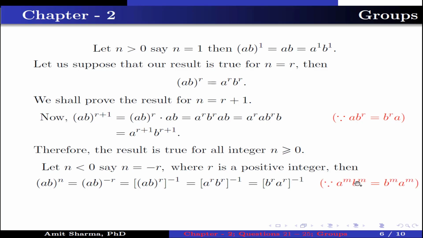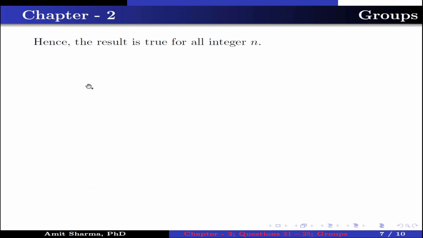Because a^m b^m = b^m a^m, as G is an abelian group. Which is further written as (a^r)^(-1) (b^r)^(-1). Why is it so? Because (ab)^(-1) = b^(-1) a^(-1), which is further written as a^(-r) b^(-r), which is equal to a^n b^n. Hence, the result is true for all integers n.